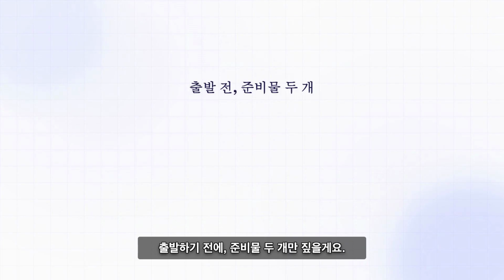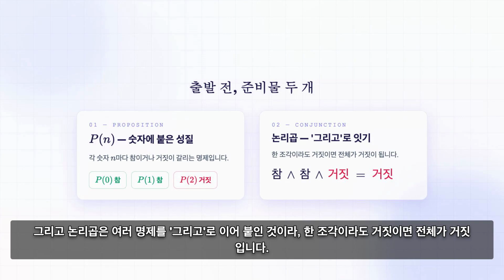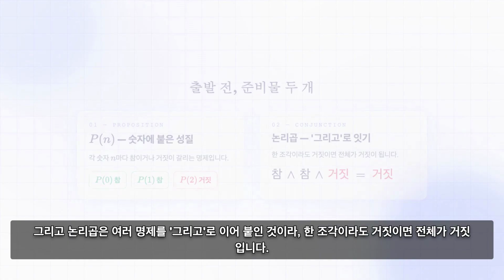출발하기 전에 준비물 2개만 짚을게요. Pn은 숫자 n에 붙은 성질입니다. n마다 참이거나 거짓이 갈리는 명제죠. 그리고 논리곱은 여러 명제를 그리고로 이어붙인 것이라 한 조각이라도 거짓이면 전체가 거짓입니다.